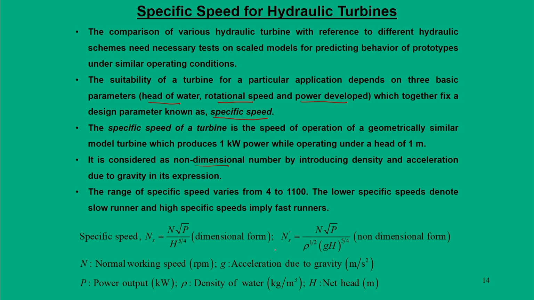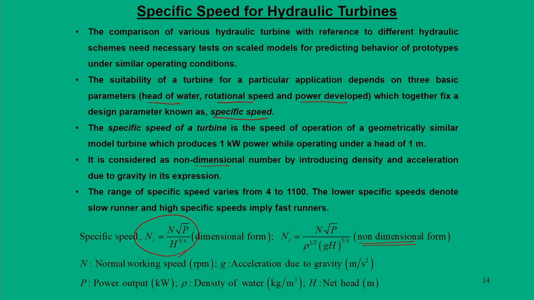The analogous term to this is the non-dimensional form. To make it unitless, we multiply by rho to the power half and (g h) to the power 5 by 4. This is another way of expression, but it is just a matter of scaling. We will mostly prefer the expression where the specific speed, defined by N s, is equal to N square root of P divided by H to the power 5 by 4, and we intentionally will not write the units.